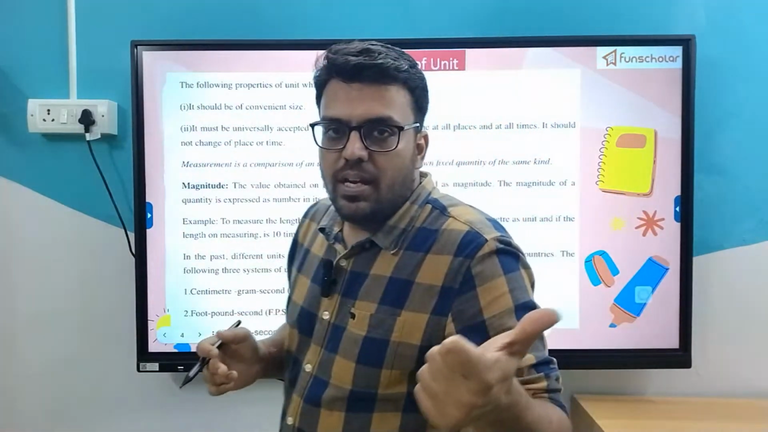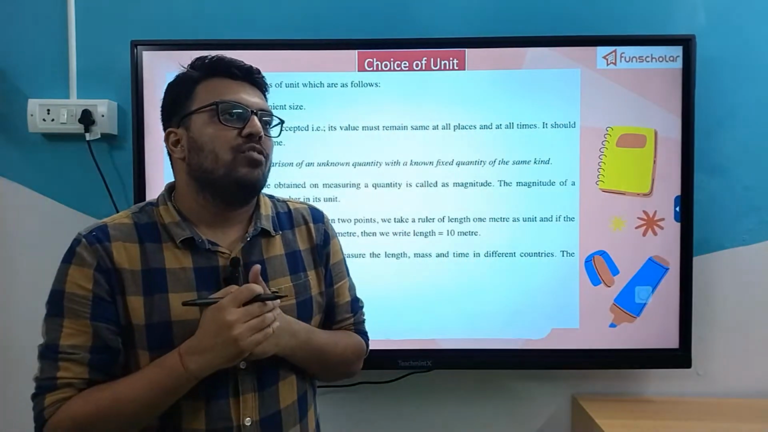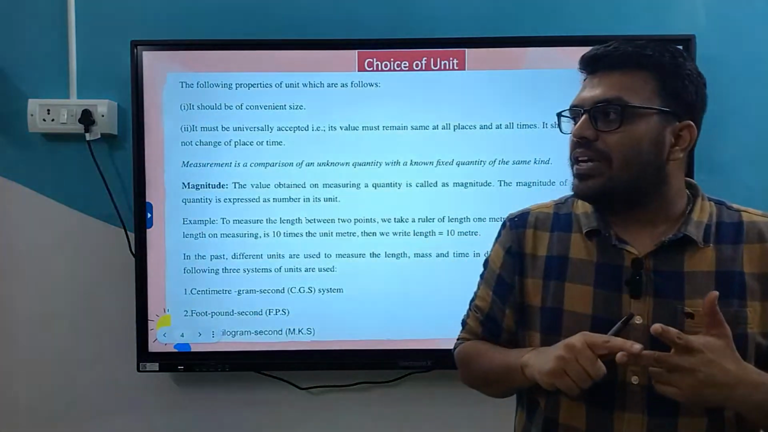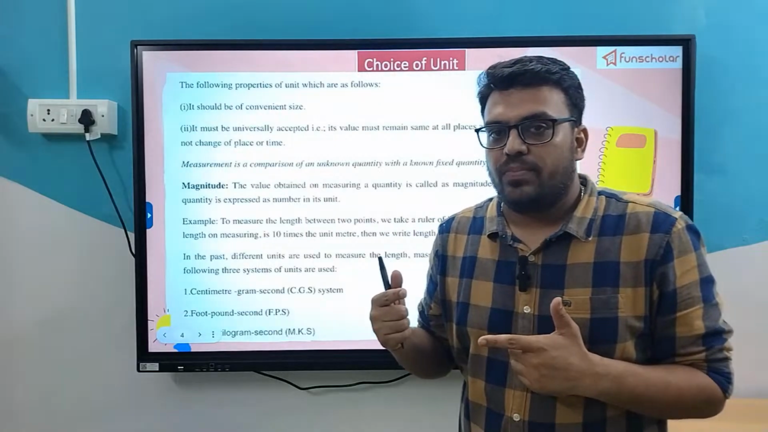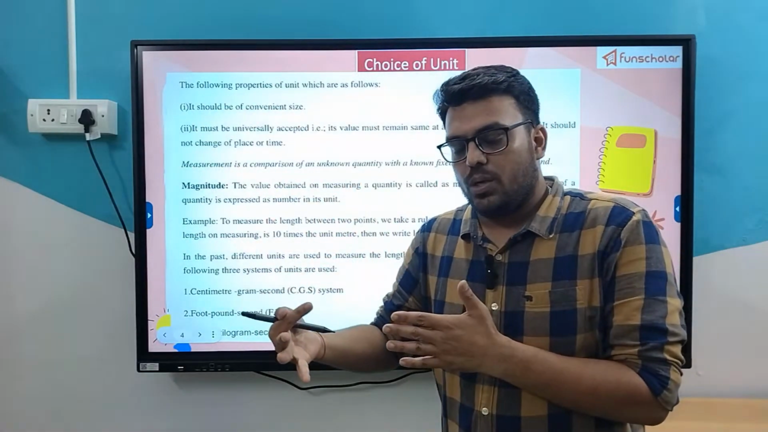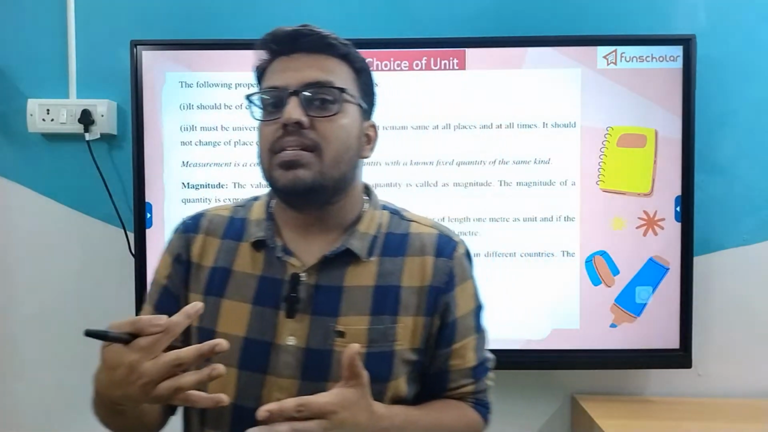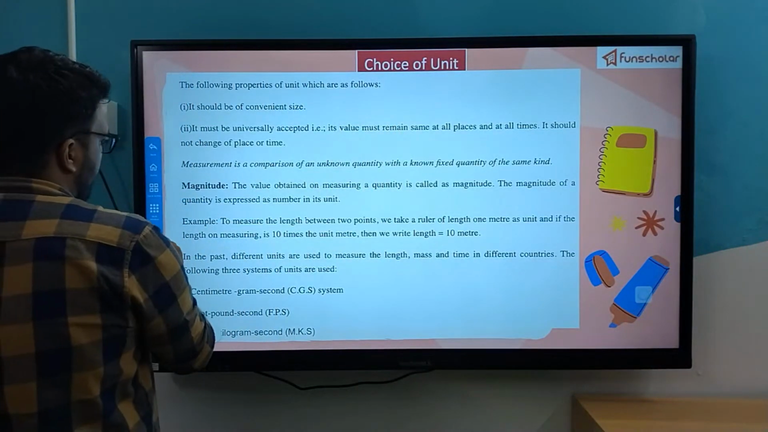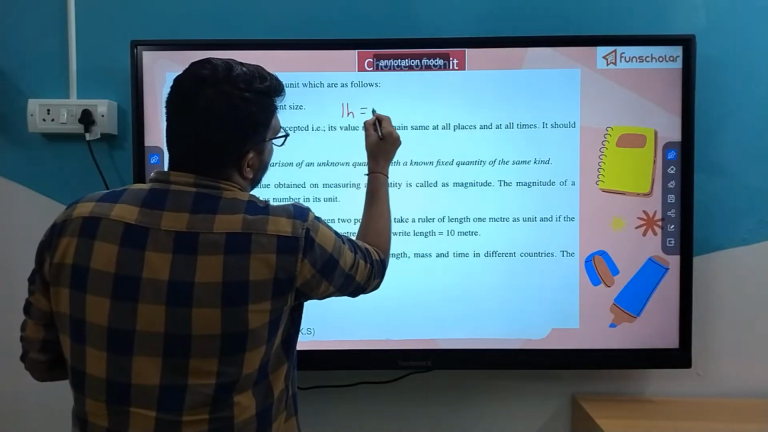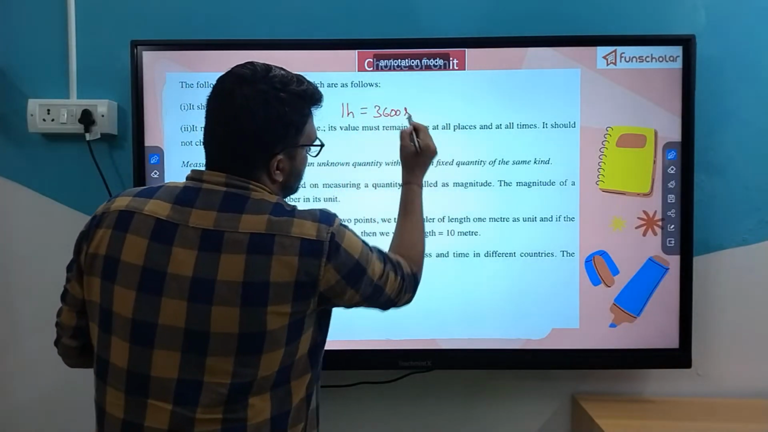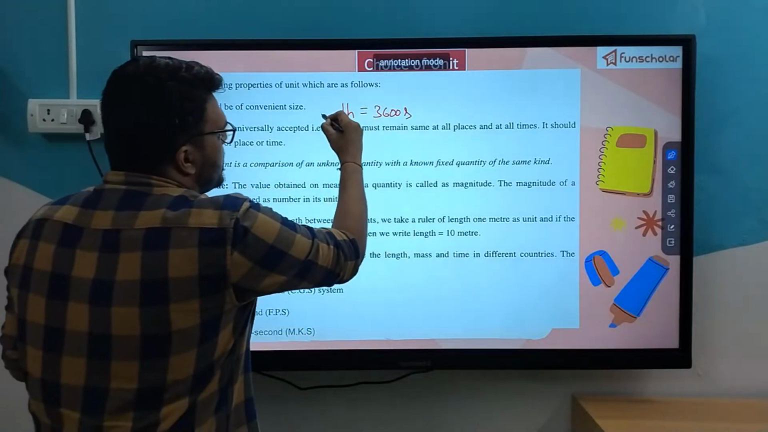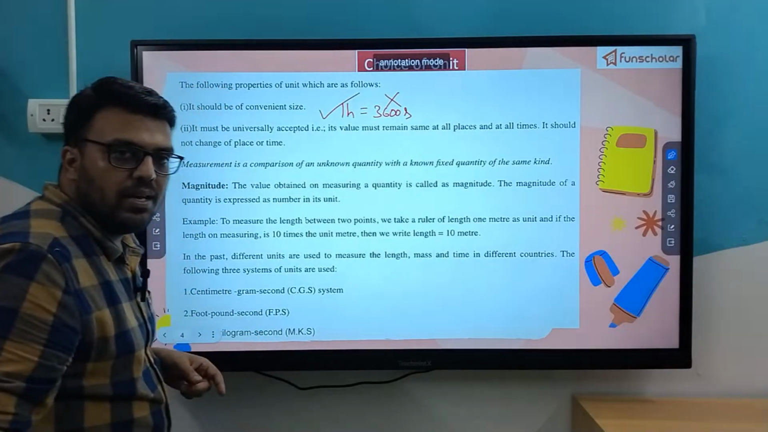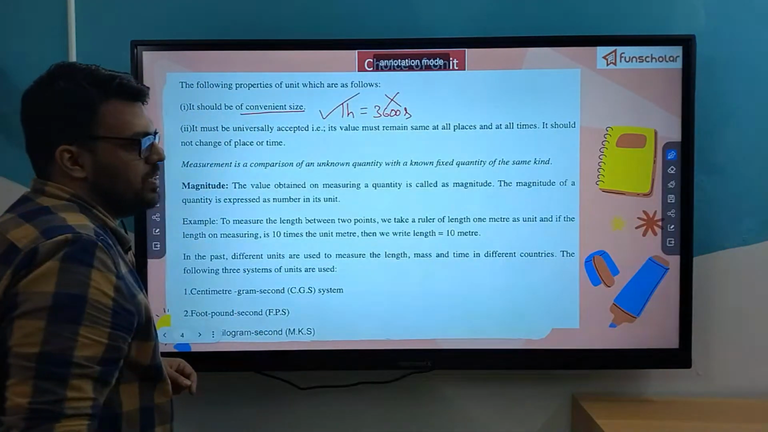Let's say this session, which is happening on YouTube right now and is being recorded, is going to be of 1 hour. Now it is convenient to say 1 hour of session. But if I convert it into seconds, 1 hour is how many minutes? 60 minutes. 1 minute has 60 seconds. So 1 hour will have 3600 seconds. Now it is better to say the session is of 1 hour rather than saying the session is of 3600 seconds. So it should be of convenient size.